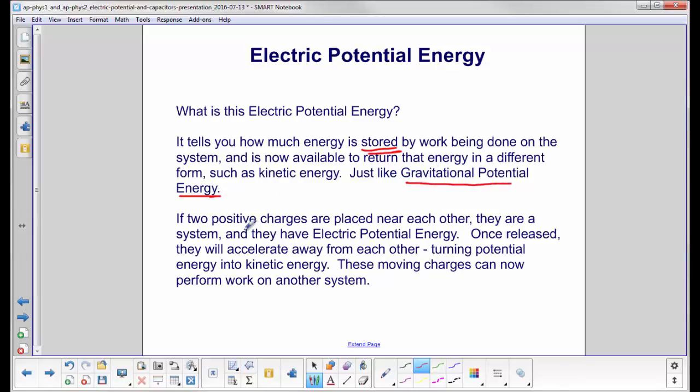For example, if you put two positive charges next to each other, they are a system, and they will have electric potential energy. Once you release them, they will accelerate away from each other, turning potential energy into kinetic energy. These moving charges can now perform work on another system.